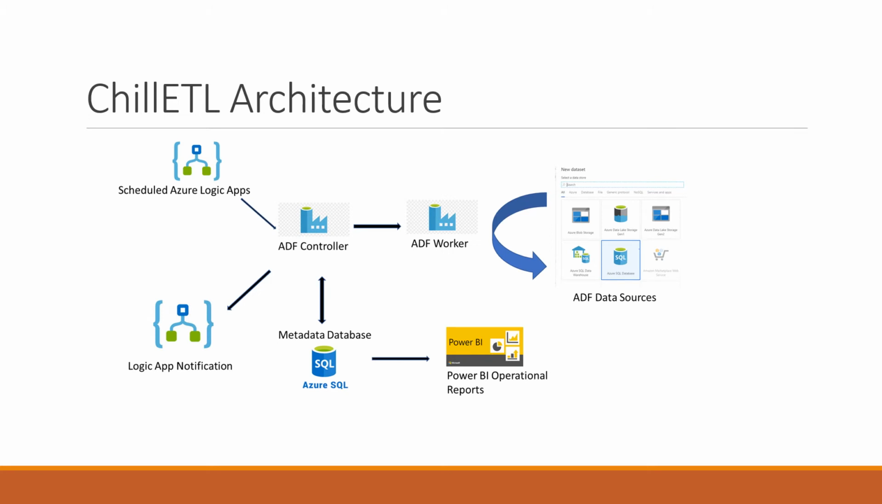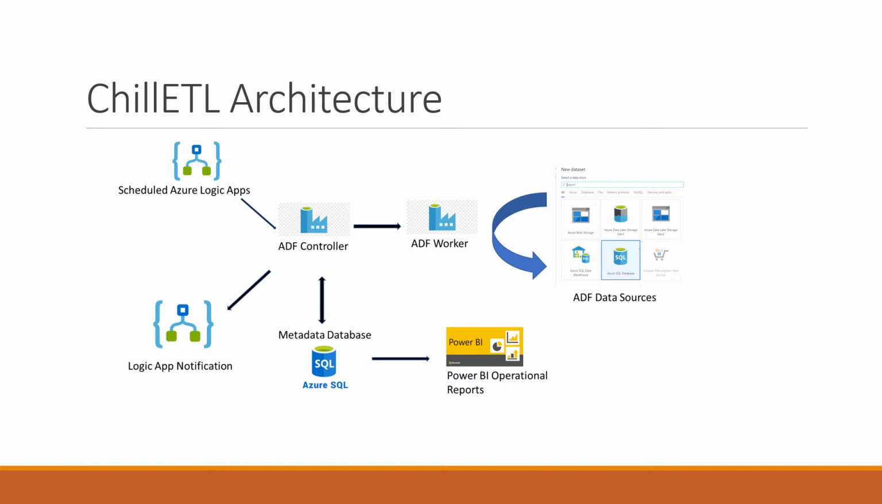Let's talk about the architecture to ChillETL. There's actually two data factories with ChillETL. One we call the worker and one we call the controller. The worker is what connects to your different data sources to move data from a source to a target and to process that data. The controller is what tells the worker what processes to run and when to run them.